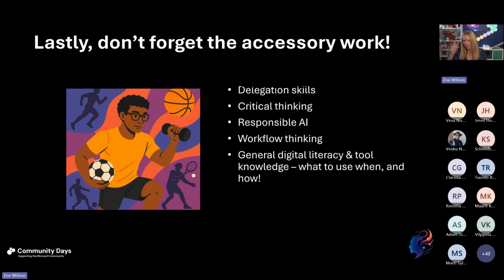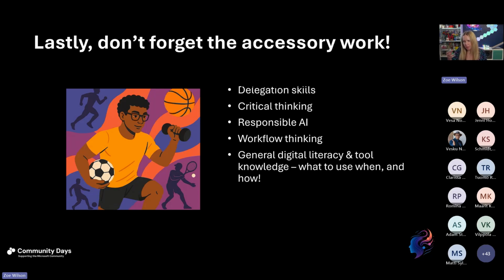And then thinking about that Copilot muscle, it's really important that we don't forget the accessory work. In the same way that you improve your squats and deadlifts by focusing on balance and core strength and things like that, as people build their Copilot muscle and as we all become managers of agents, it's really important that we as individuals and within an organisation, we're helping people understand how to delegate so that they know when an agent can help, when Copilot can help.